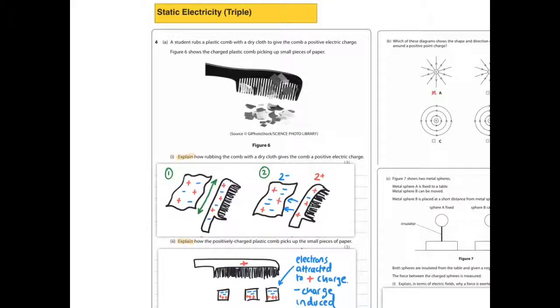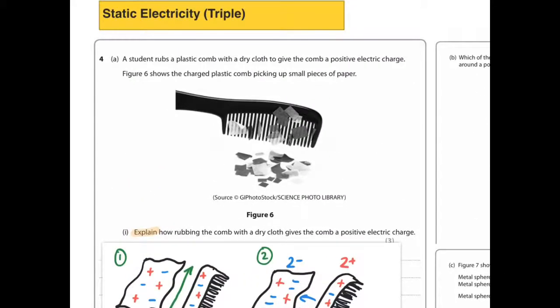A student rubs a plastic comb with a dry cloth to give the comb a positive electric charge. Figure 6 shows the charged plastic comb picking up small pieces of paper. Explain how rubbing the comb with a dry cloth gives the comb a positive electric charge.